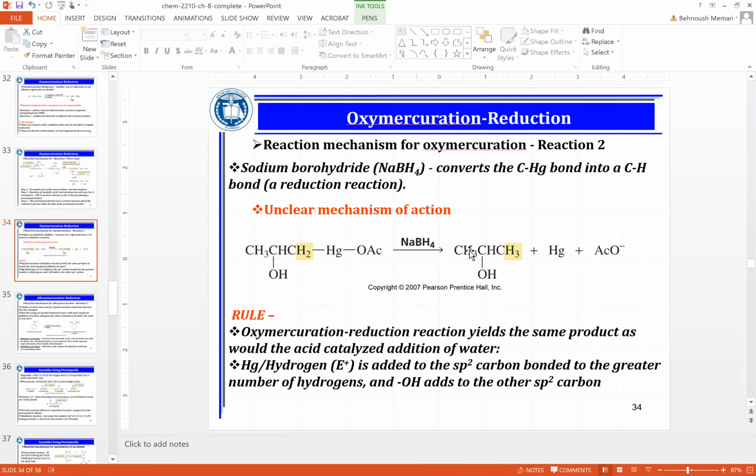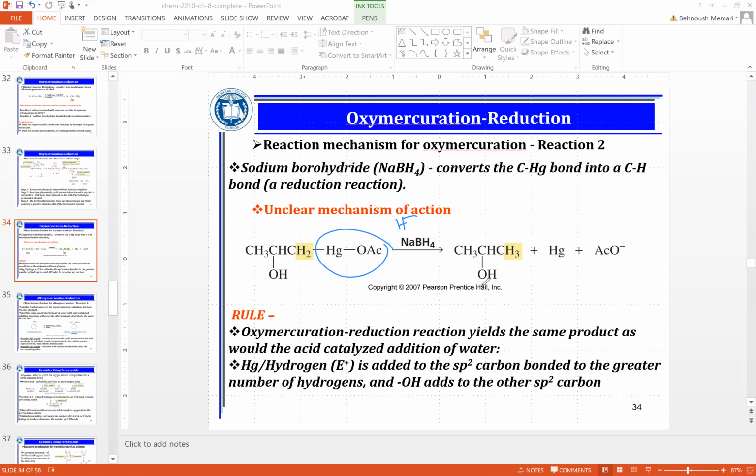So the next step, when it says unclear mechanism, is basically less work for you. Somehow the mercury part is going to be replaced by hydrogen, or hydride. So you just remove this and add a hydride, add a hydrogen. This is also known as reduction. So oxymercuration demercuration, or oxymercuration reduction, is going to give the same product as direct hydration, with one advantage: there is no chance for rearrangement. Basically, this is formation of alcohol.